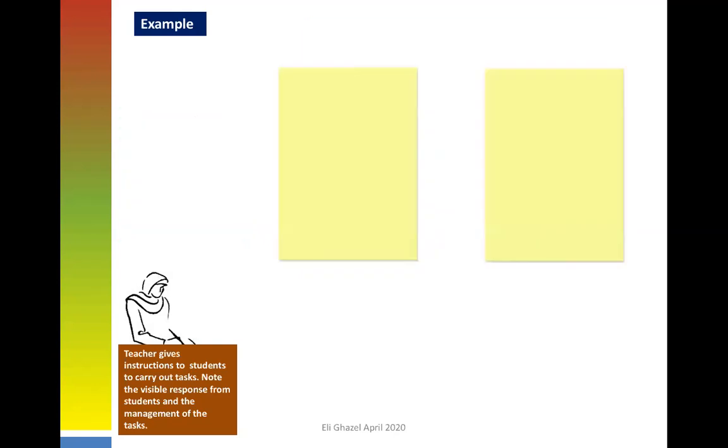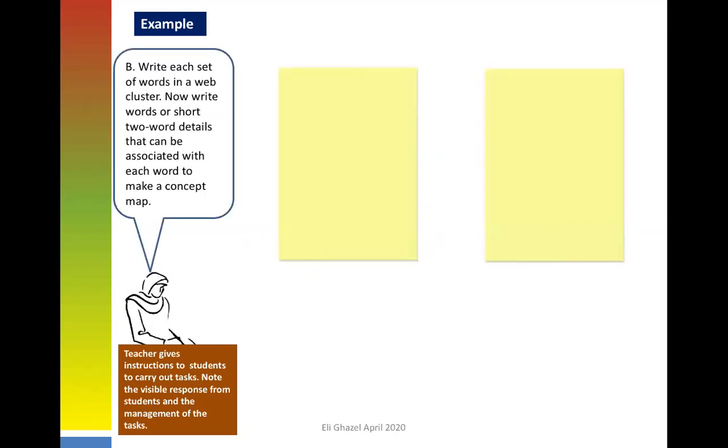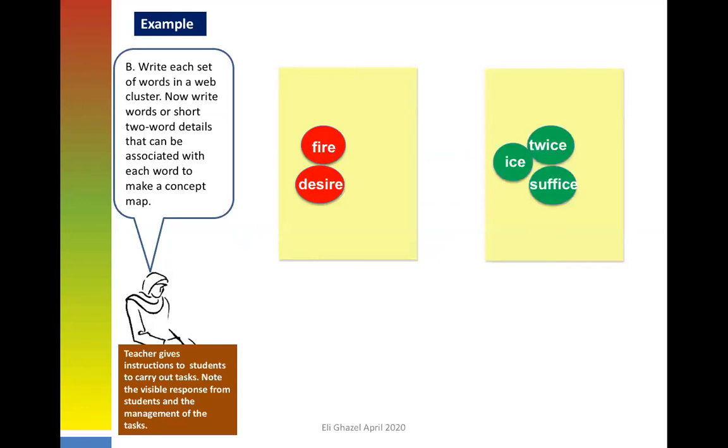Everybody can do it. Now, we said, write each set of words in a web cluster and write the words or short 2-word details that can be associated to each word to make a concept map. So we wrote the first cluster, which was fire, desire, and the second cluster on a piece of paper, twice, ice, suffice. And now we have moved up to a higher level because we know that the students are above the beginner's level. And fire, desire, what comes to your mind when you hear fire, desire?